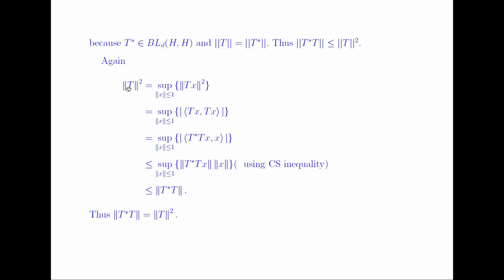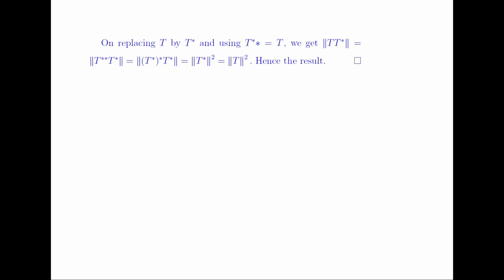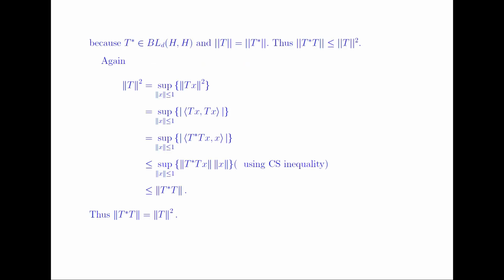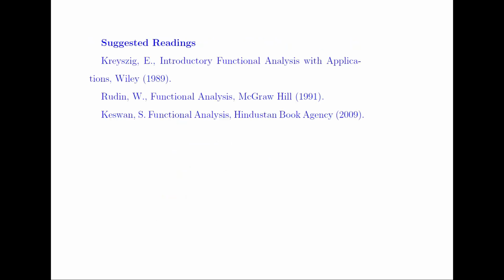So we found that the norm of T squared is less than or equal to the norm of T star T. And from these two inequalities, we can say that they are the same. The norm of T star T is equal to the norm of T squared. And similarly, replacing T by T star, we get the other part of the result. We get that the norm of T T star is equal to the norm of T squared.